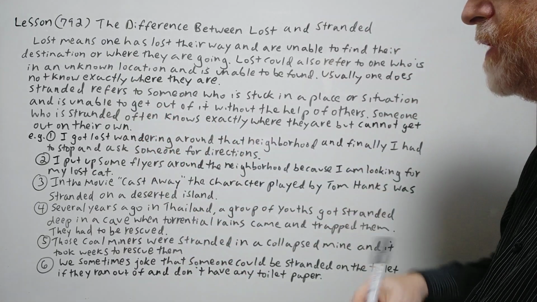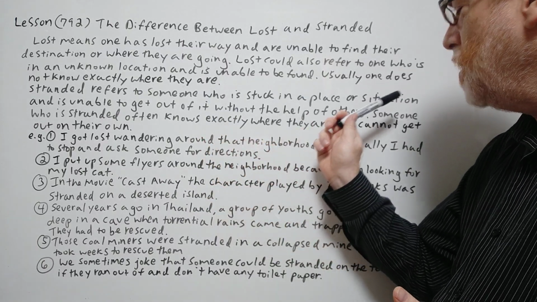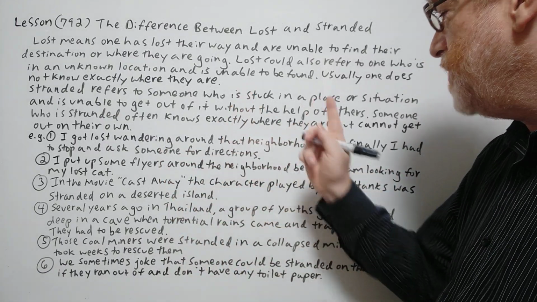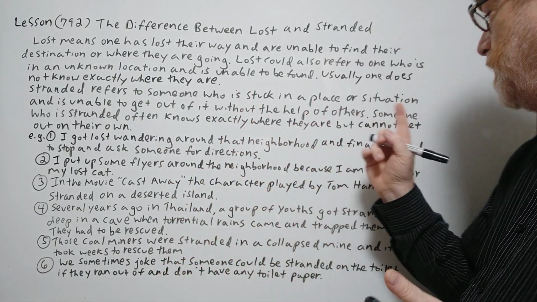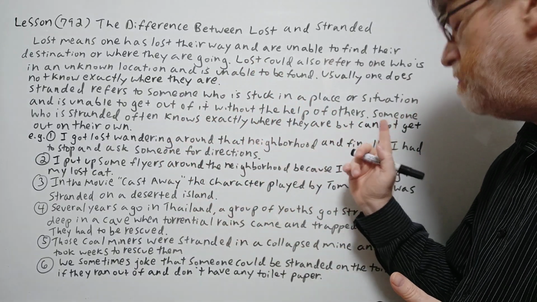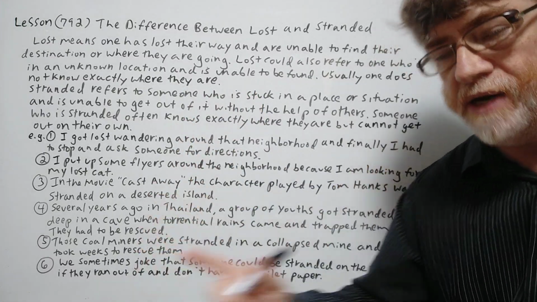Okay, let's continue. Stranded refers to someone who is stuck in a place or situation and is unable to get out of it without the help of others. Someone who is stranded often knows exactly where they are, but cannot get out on their own. So you can already see a bit of a difference.